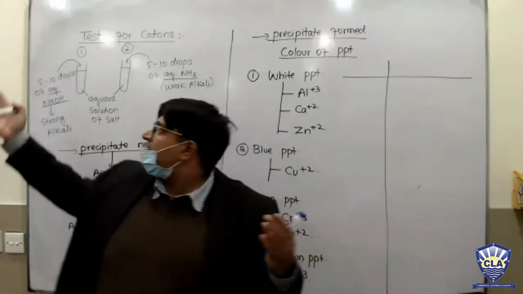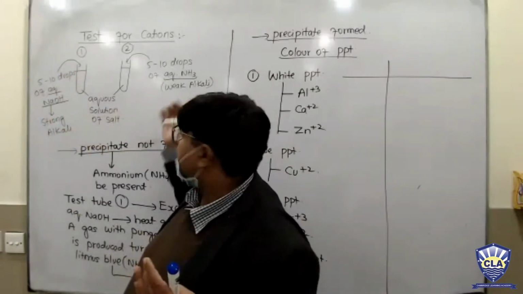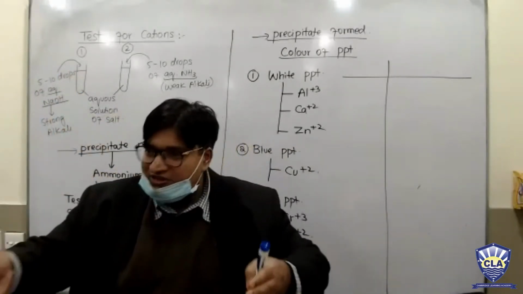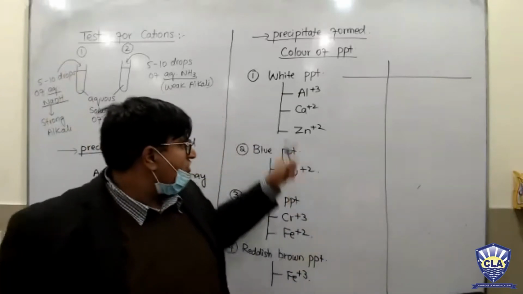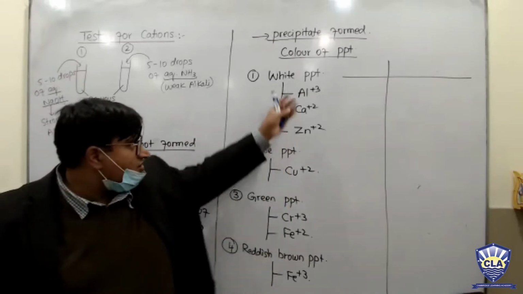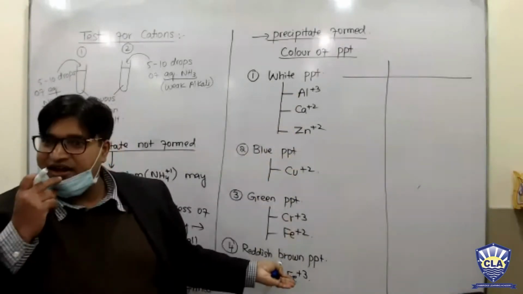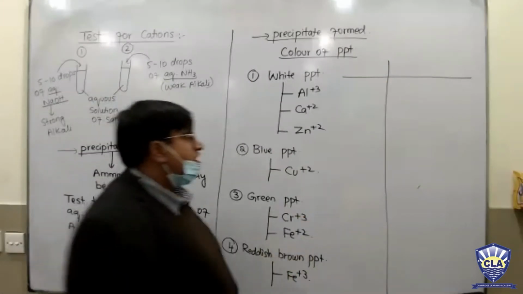But remember, my dear students, what you have added inside it is an alkali. And alkali produces OH minus ions. So all the precipitates which are formed are not just Al plus 3. They are their hydroxides. So hydroxides would join with them.